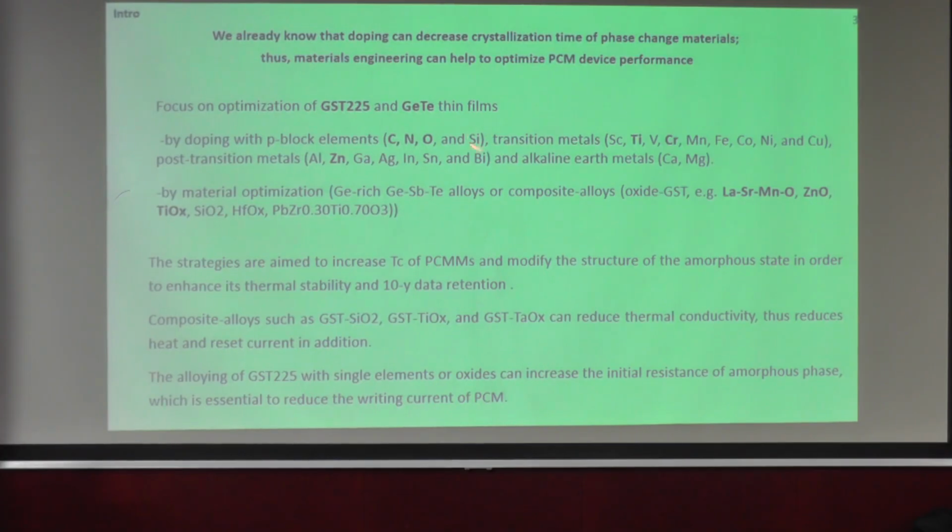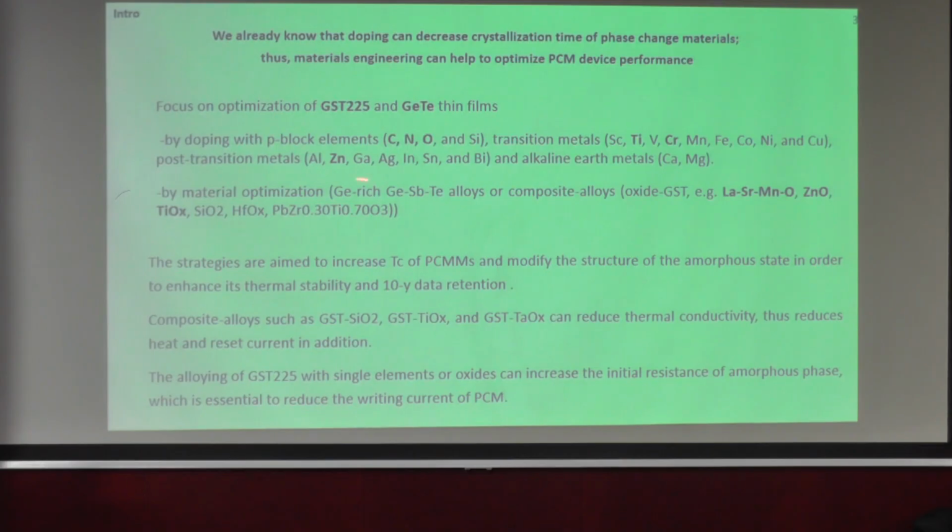Also some transition metals: scandium, we have already seen titanium, also chromium, we will consider. There are also a huge number of other elements, but I will not consider them in this topic today, but there are many experimental data in this direction. Also post-transition metals like aluminum, zinc, gallium, silver, indium, tin, and bismuth, but I will consider only one from this group, and alkaline earth metals. I will not look at the data.